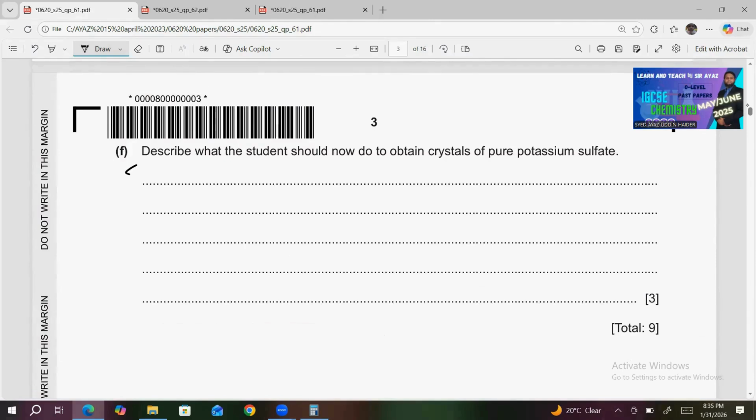Part F. Describe what the student should do to obtain crystals of pure potassium sulfate. So first of all, the student needs to mix 25 centimeter cube potassium carbonate and 14.6 centimeter cube sulfuric acid without indicator this time. It's very important because then the student needs to remove that indicator in order to get the crystals of potassium sulfate. After this, the student will evaporate or warm until crystallization or saturation point. Then the student will cool or crystallize. So you write mix together.